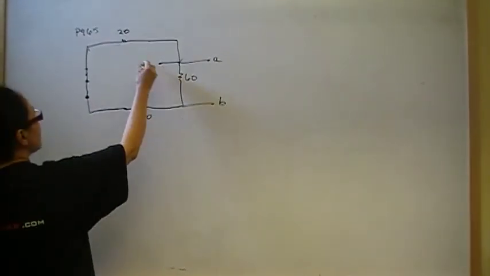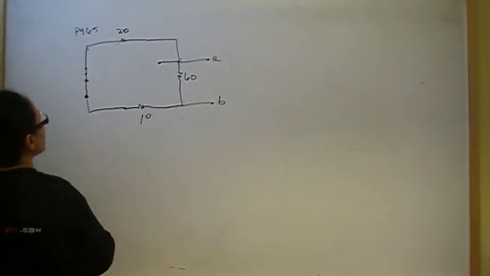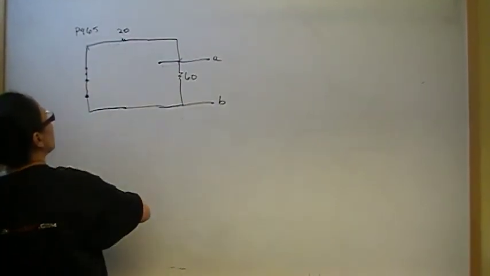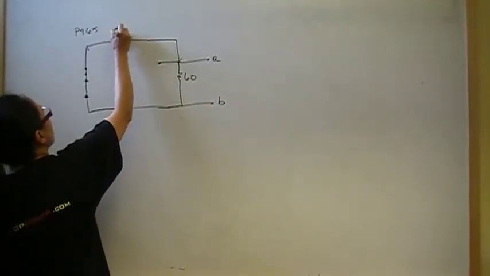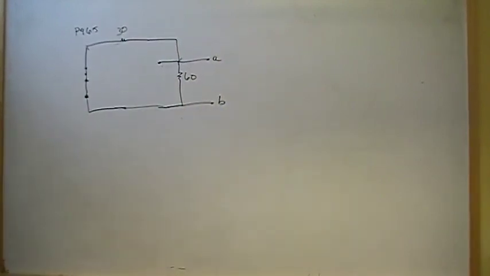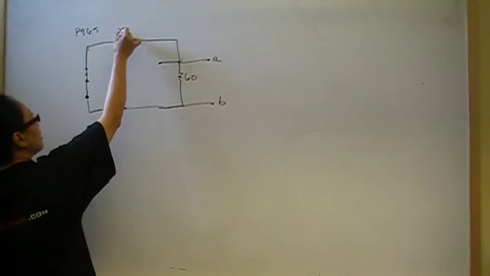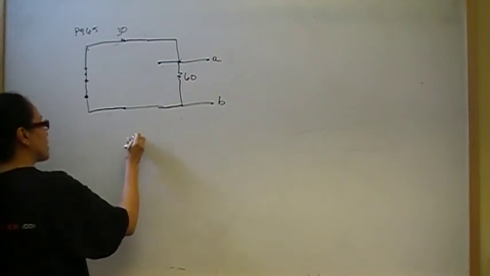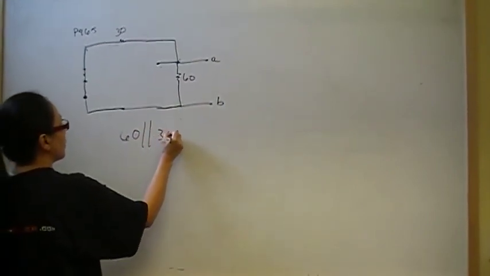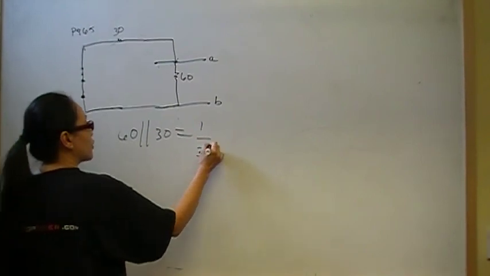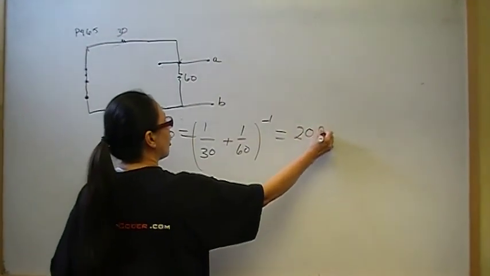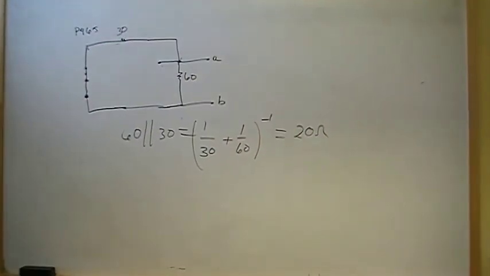So now we can see that 20 is in series with 10 gives me 30. Now what's the relationship of 30 with respect to 60? 30 is connected here, and then the other end of 30 is connected to the other end of 60. That means we have 60 in parallel with 30. So 1 over 30 plus 1 over 60, inverse that, and that'll give you 20 ohms. So that checks. And that's the answer to part B.